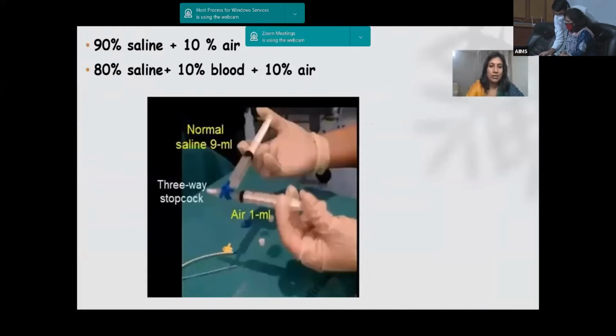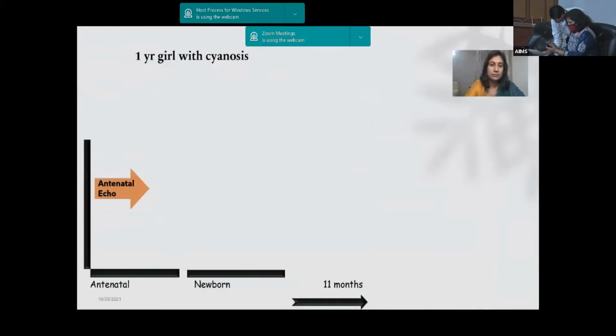So this is how you prepare a saline contrast echocardiography for injection: 9 parts saline, 1 part air, or you can add a little bit of blood. You can mix a little bit of blood, so this will prevent the dispersion of microbubbles in the circulation.